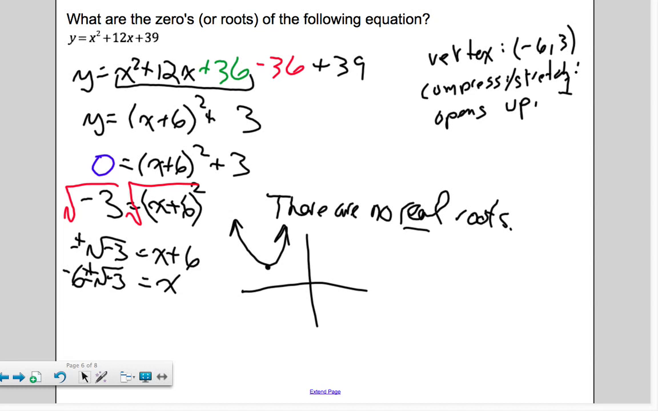As soon as you get to the point where you take the square root of a negative number, you realize you have no real roots. Can you just say there are no real roots once you find the vertex? Well, you need to get to the point where you're taking the square root of a negative number. There's no real number to give me that, so that's where you know there are no real roots.